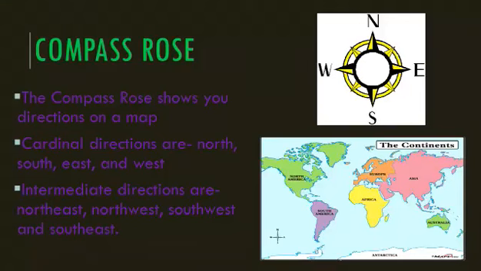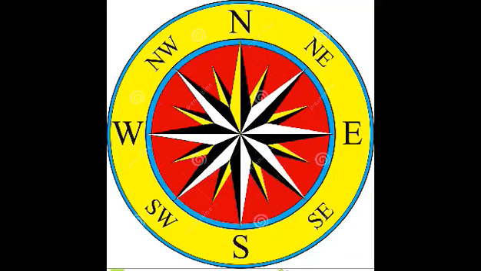Third element of map is direction. Direction is shown on a map by using a compass rose. The compass rose shows the directions of the map so that map readers can relate those directions to the real world. You can see a compass rose in picture and its direction: on top north, and at the bottom south, on the right hand east and on the left hand west.